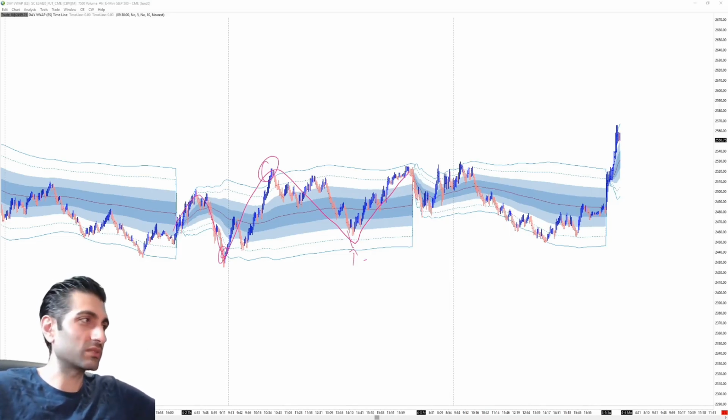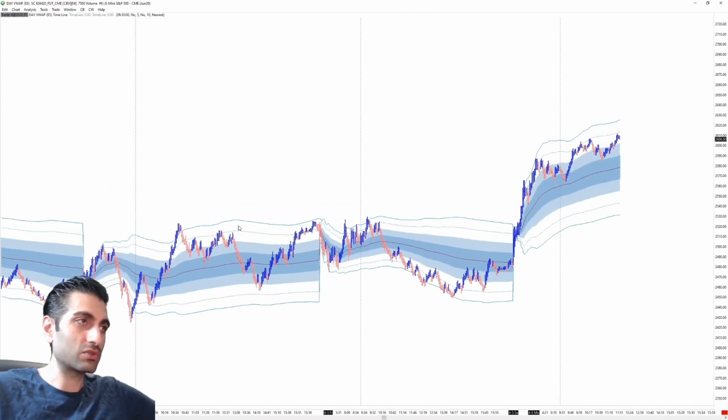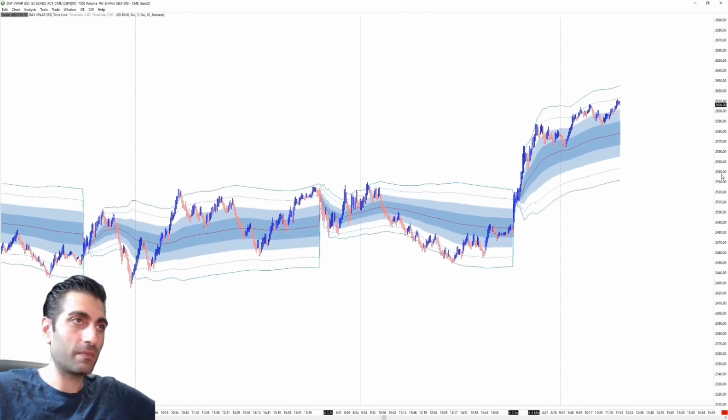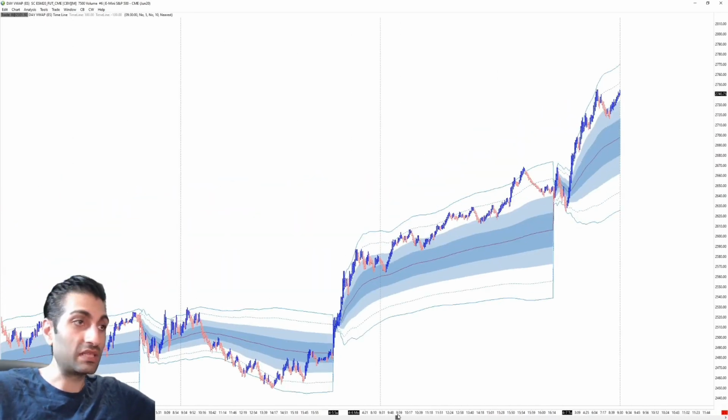Again, you'll develop this over time as you develop more results and you see this playing out, it gives you more confidence. So yeah, that was obviously a rotation environment there. This was rotational, and then we broke out, in my opinion.